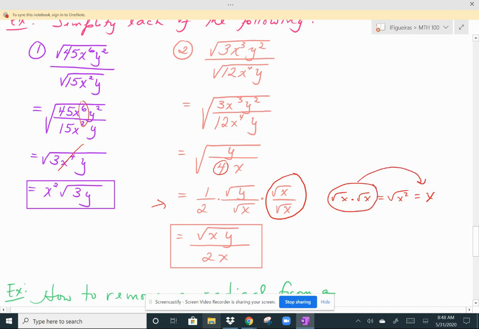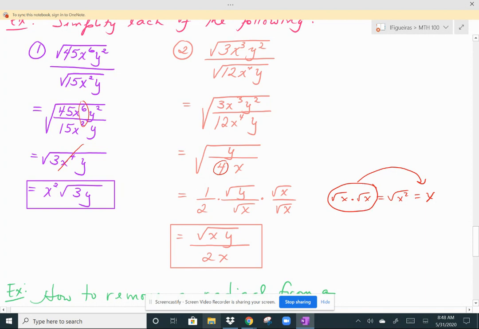So that's the purpose of that technique: when I multiply, you will get 2x in the denominator. The 2 comes from the 1/2 in the previous answer, and root x and root x is x. And then you can combine these two because you can multiply radicals. So you get root xy divided by 2x. And so now this problem is as simplified as can be.